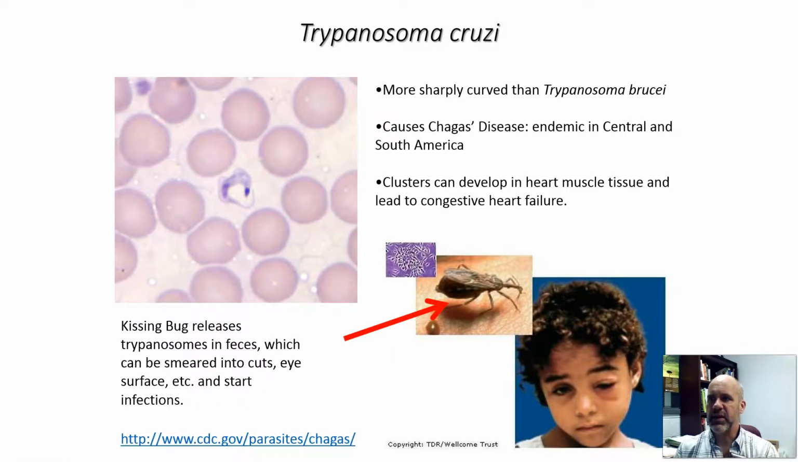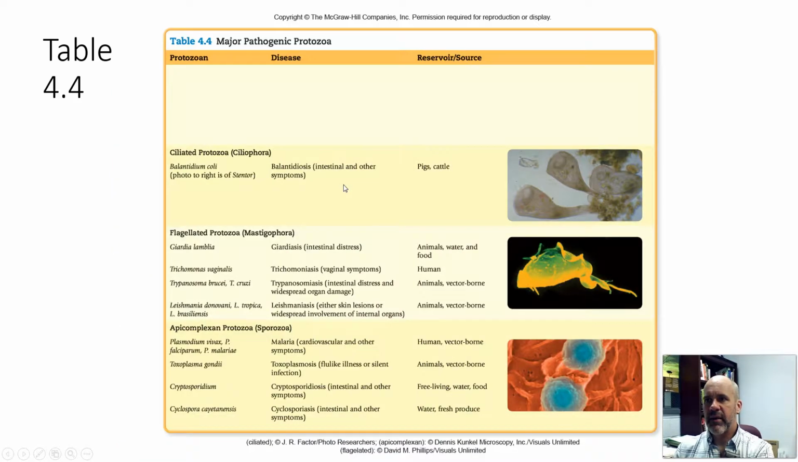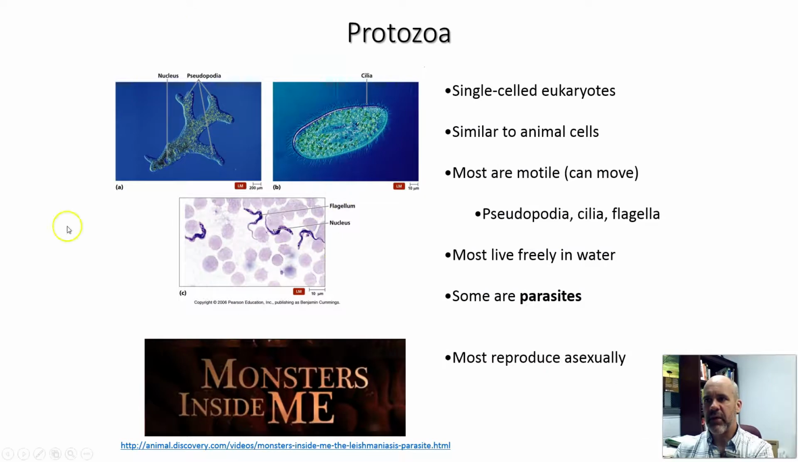Here's another one I want you guys to have heard of, and this is called Trypanosoma cruzi, or cruzi. And back over here, when we were taking a look at this picture, and I called these trypanosomes, they look like seahorses, but they're just oddly shaped single cells. This organism causes African sleeping sickness.